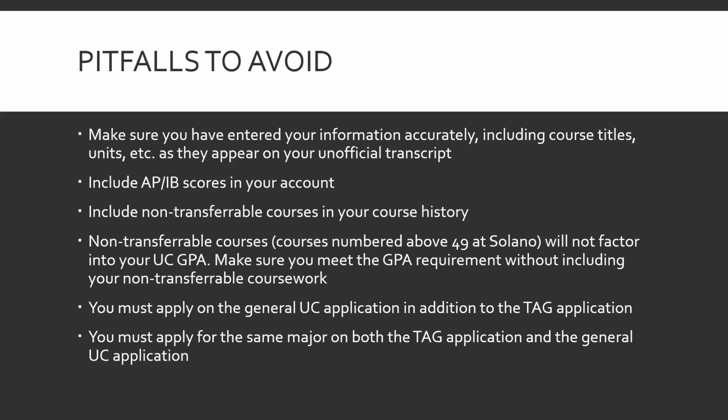You must apply on the general UC application in addition to the TAG application. This is really important because you can get accepted for your TAG, but if you don't fill out that general application, you will not be accepted to UC. So you have to complete both steps. In your UC TAP account, there is a link to the general application, so just make sure that you're filling out that application as well. Another really important thing, you must apply for the same major on both the TAG application and the general application. Your TAG is void if you apply for a different major on your general application. So make sure that those things match.